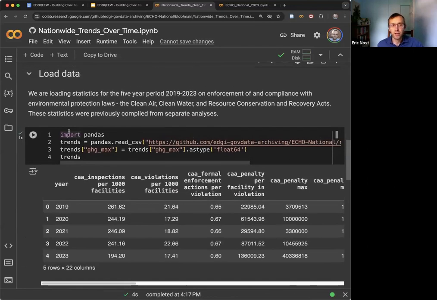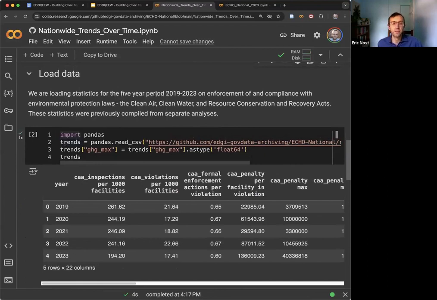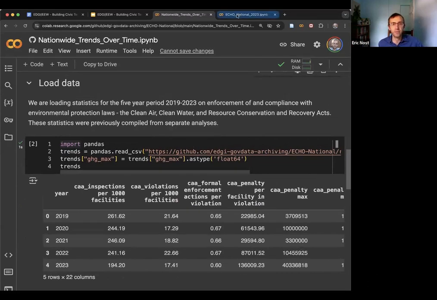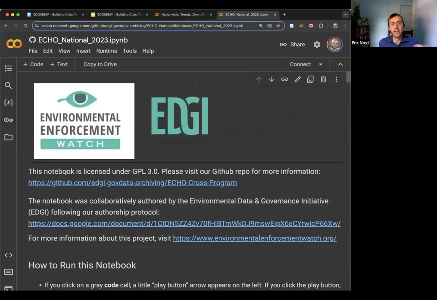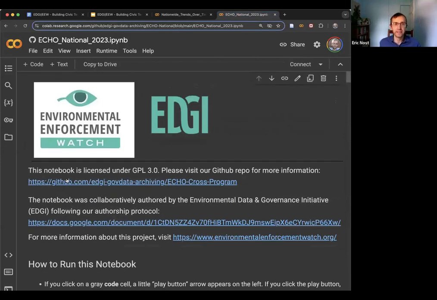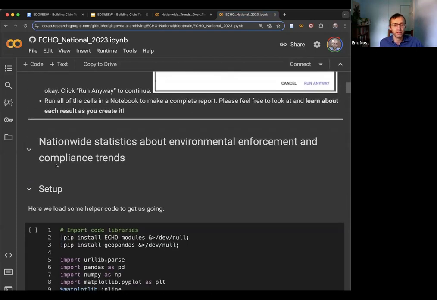Now, in this notebook, we are loading data that has already been pre-processed from another notebook, which I will show here for you. So we're loading in statistics from the past 5 years or so on the enforcement and compliance with environmental protection laws. Now, we develop these statistics, which you see here, through a comprehensive analysis of our database, our copy of the Enforcement and Compliance History Online database in this notebook.